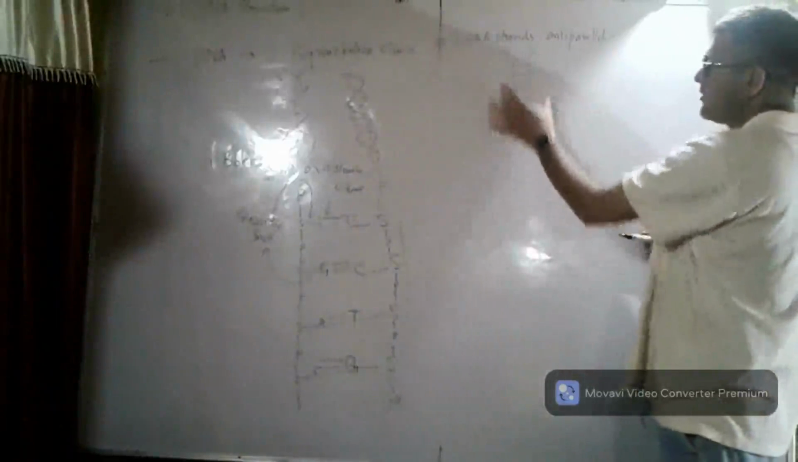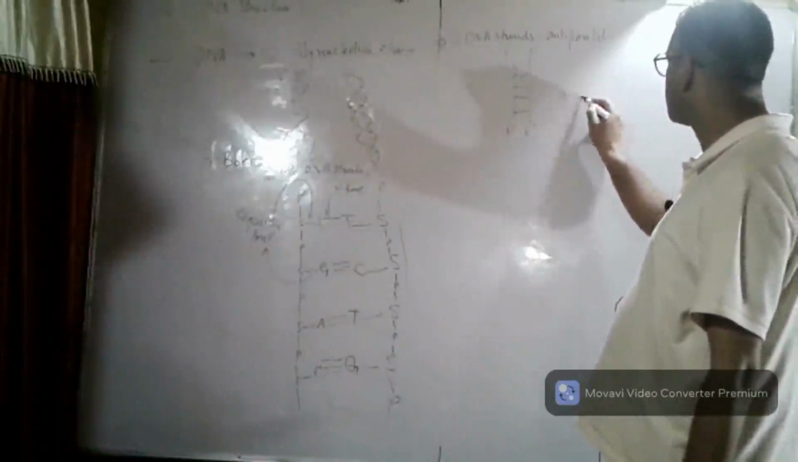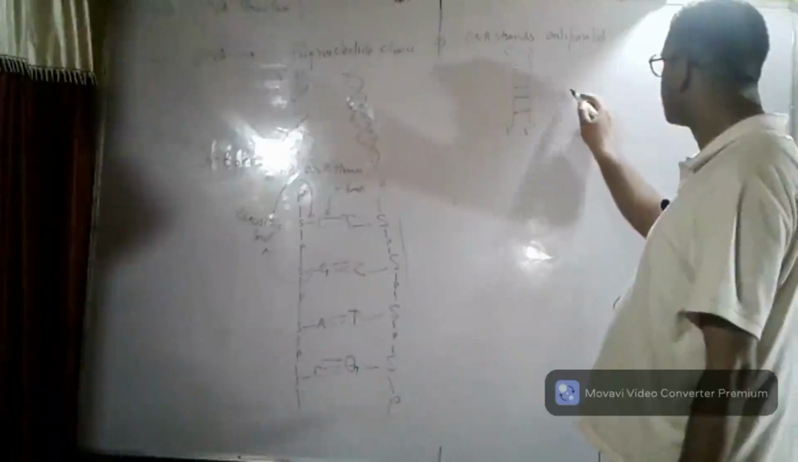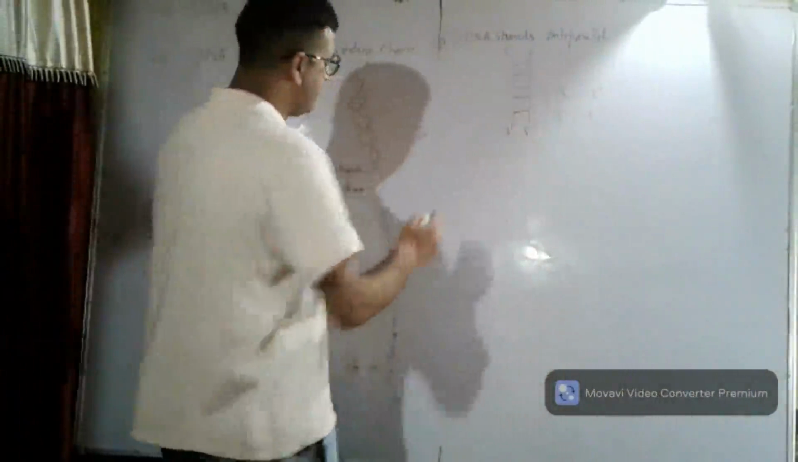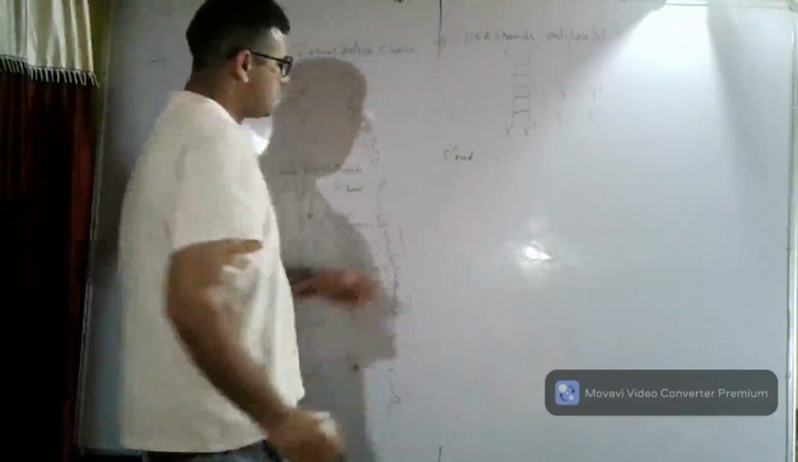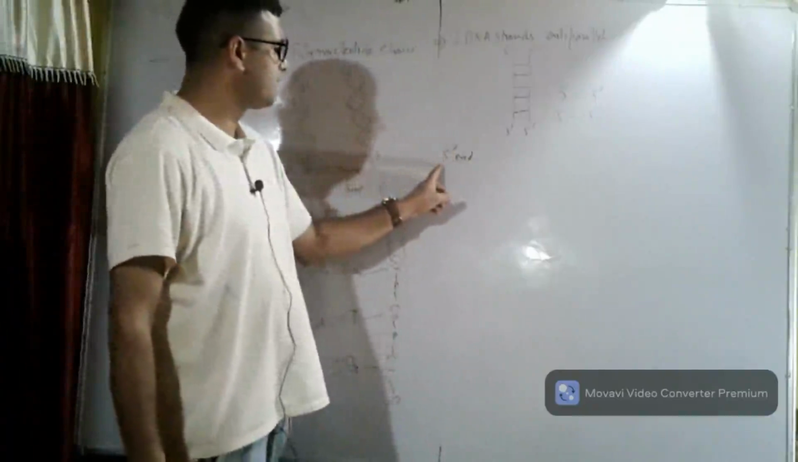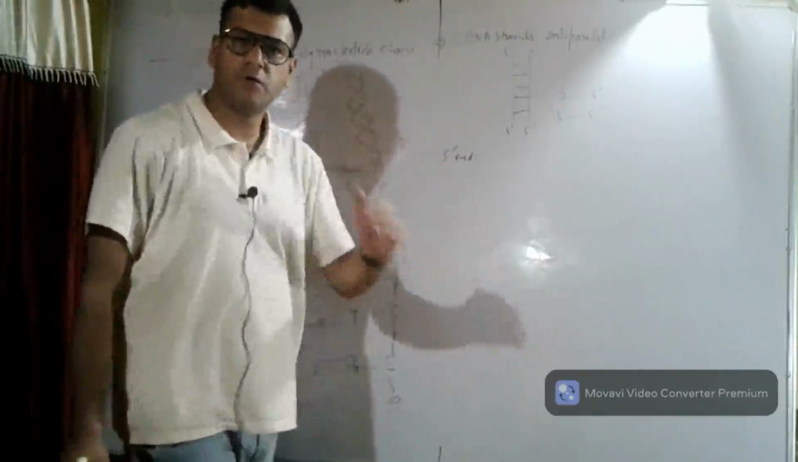For example, it's a double stranded DNA molecule. It has two strands. This is one strand, this is another strand. They are antiparallel. That means one strand runs in 5 dash to 3 dash direction, another strand runs in 3 dash to 5 dash direction. It means that the carbon present at the 5th position of the sugar has a phosphate group, and that is free.